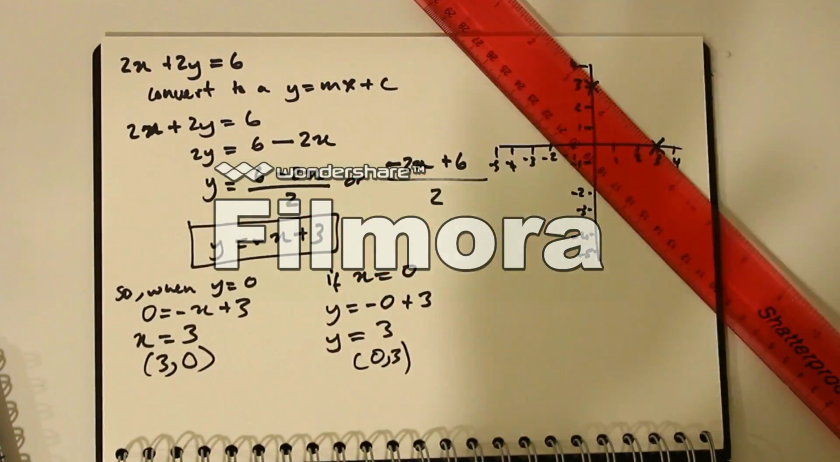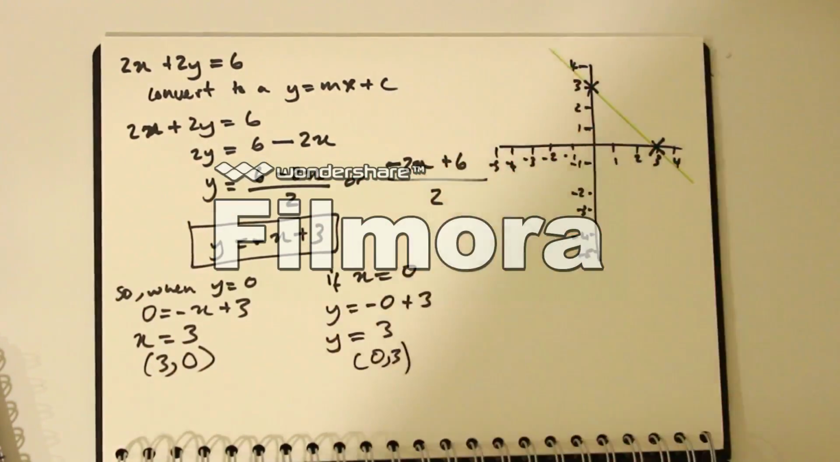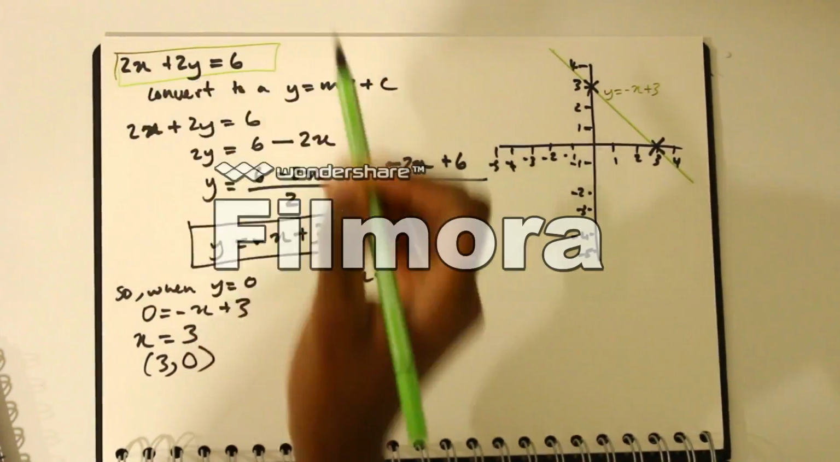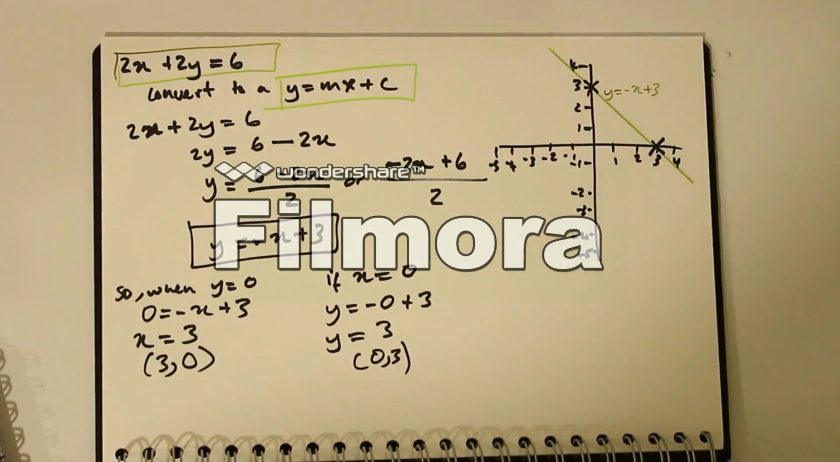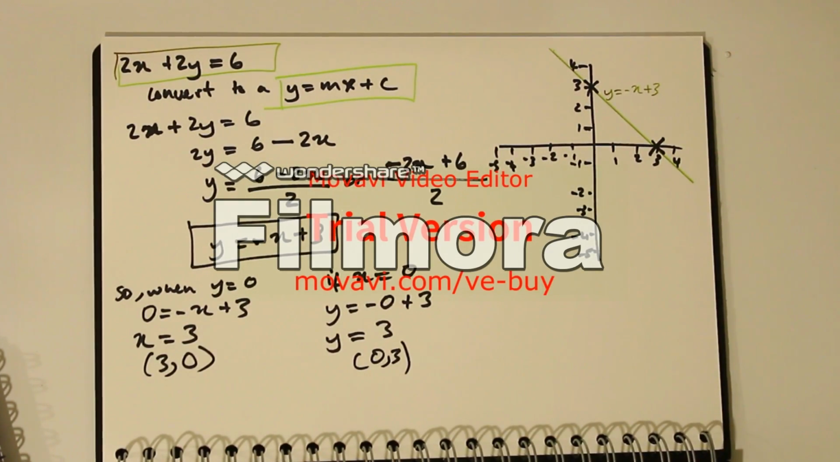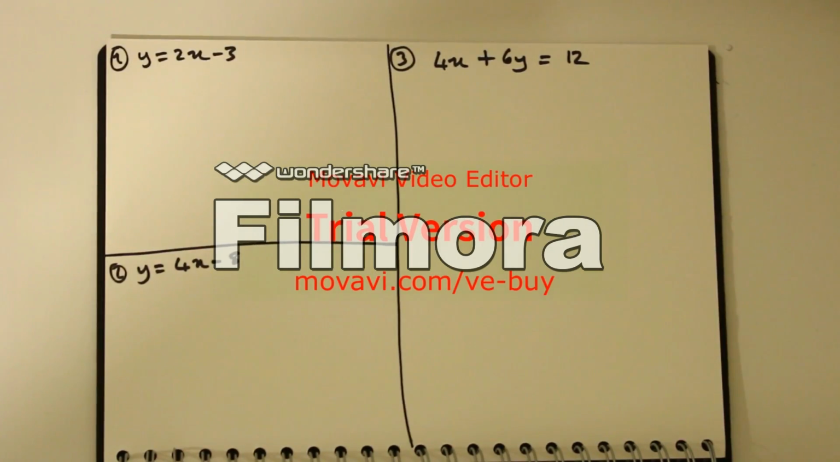So now we can plot these coordinates on the graph. The coordinates are (3, 0) and (0, 3). And it's from the equation 2x plus 2y equals 6 that we converted to y equals mx plus c. So y equals minus x plus 3.